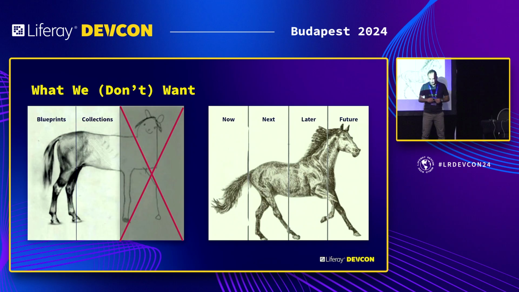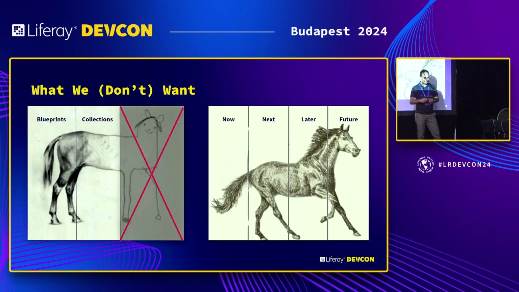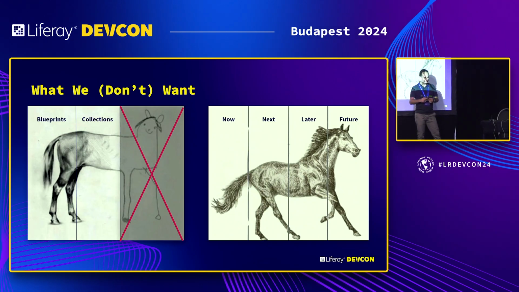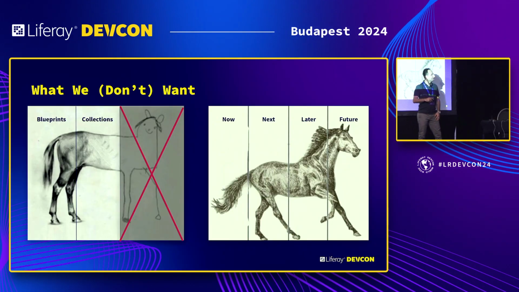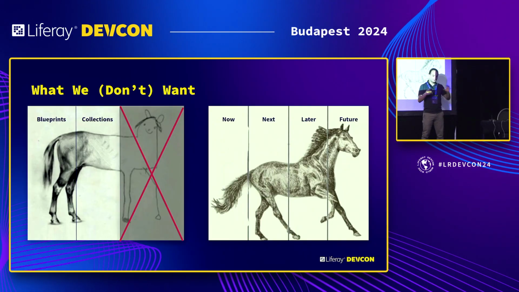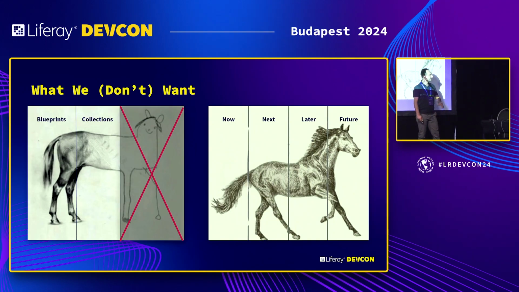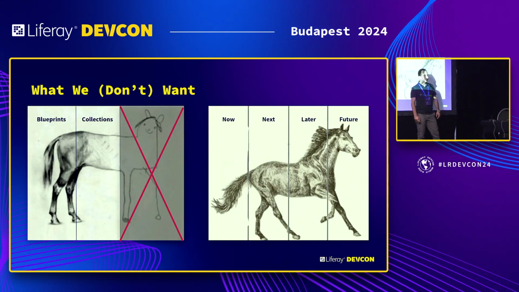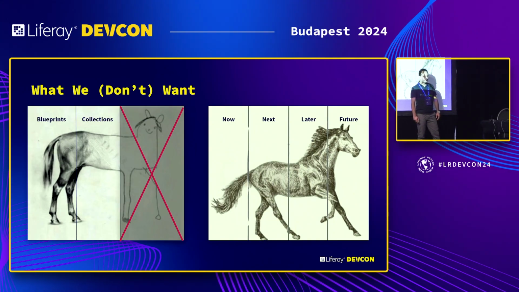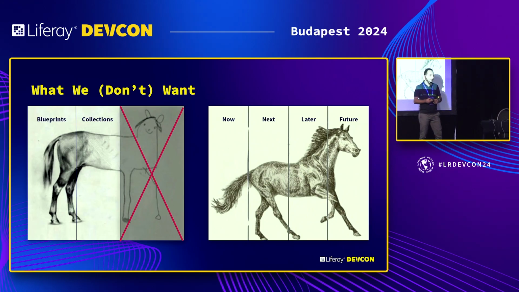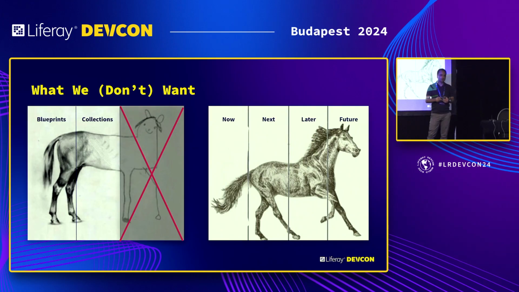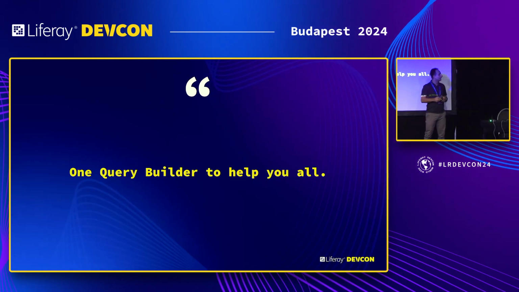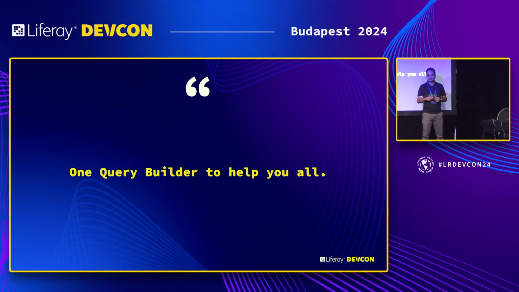As a closing point, hopefully what we will achieve resembles more the second image. So we don't want to have a Frankenstein's query builder. Obviously, that's not the goal. But really, the point is to unify these and find ways to build on the strengths and the similarities and close those gaps as much as possible. To have one query builder to help you all. Thank you.